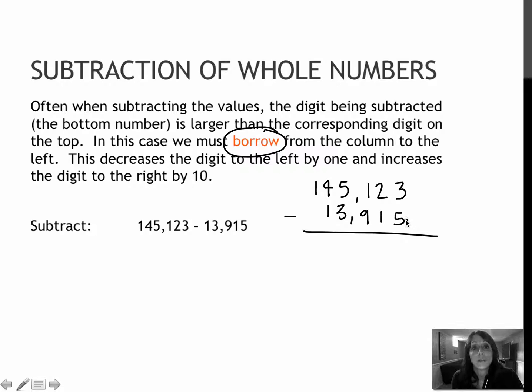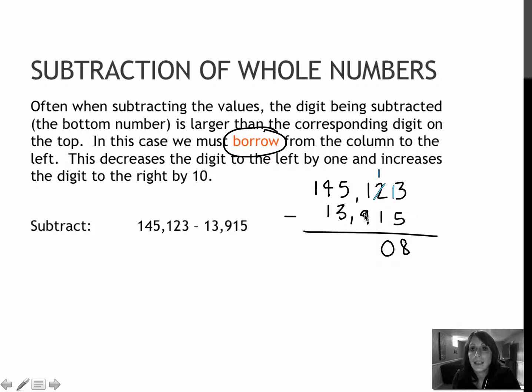I could take 5 away from 13, so I can borrow from the 2, and when I borrow, it's going to decrease this digit by 1, and it's always going to add a 1 to the number to the right. So now I have 13 minus 5, and I can take 13 minus 5. 13 minus 5 is 8. And now my new value is no longer a 2, now it's a 1, so 1 minus 1 is 0.